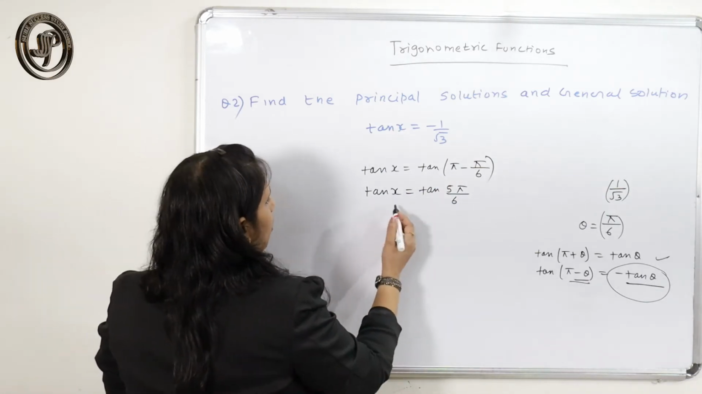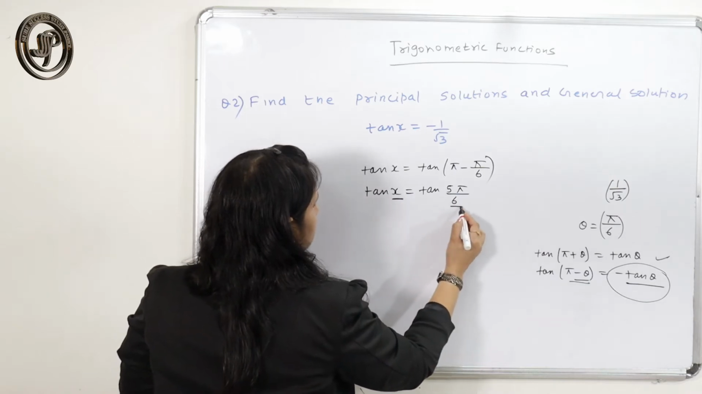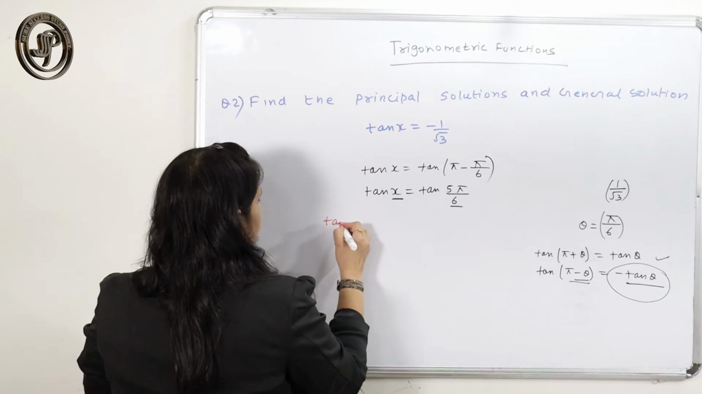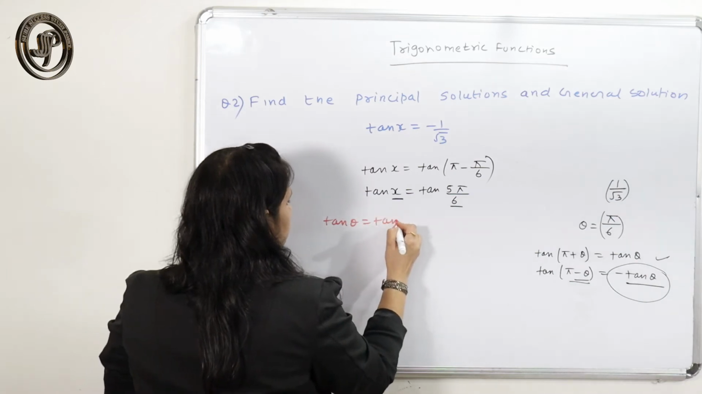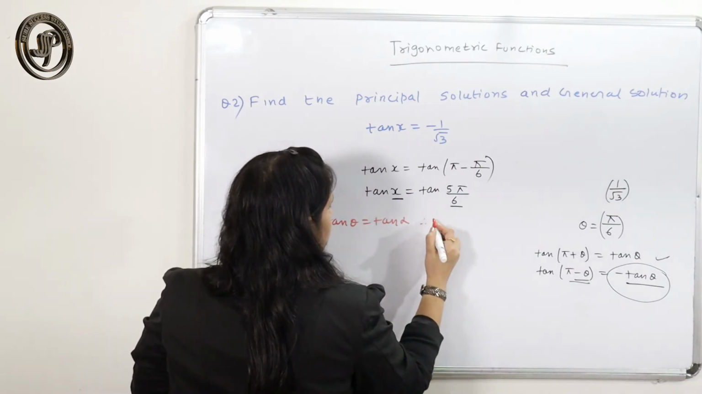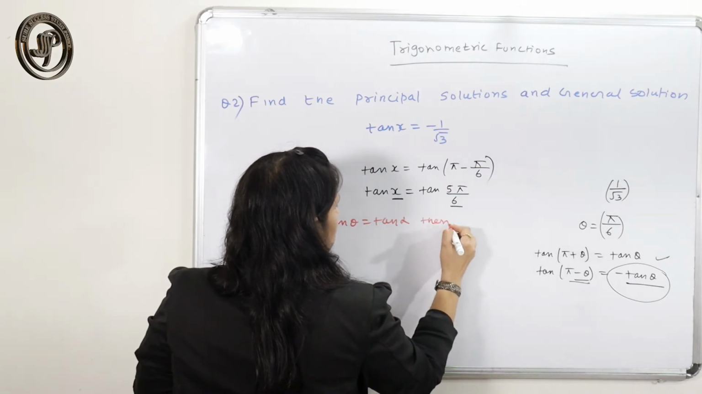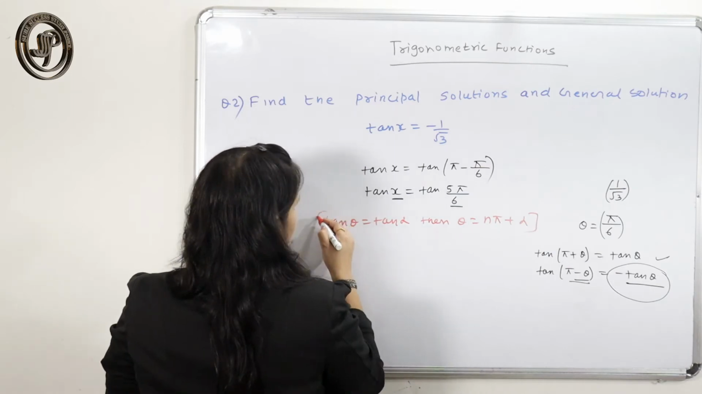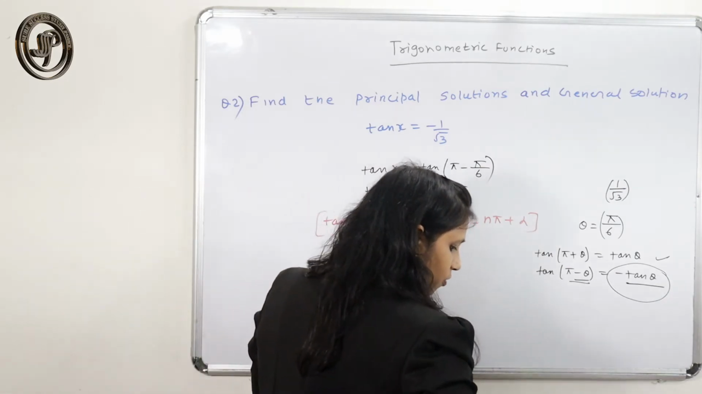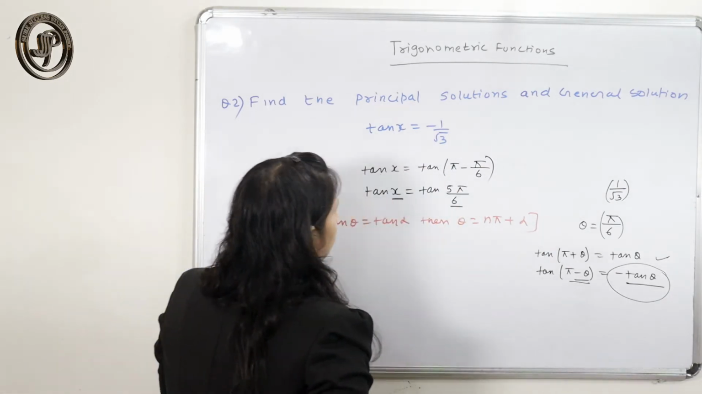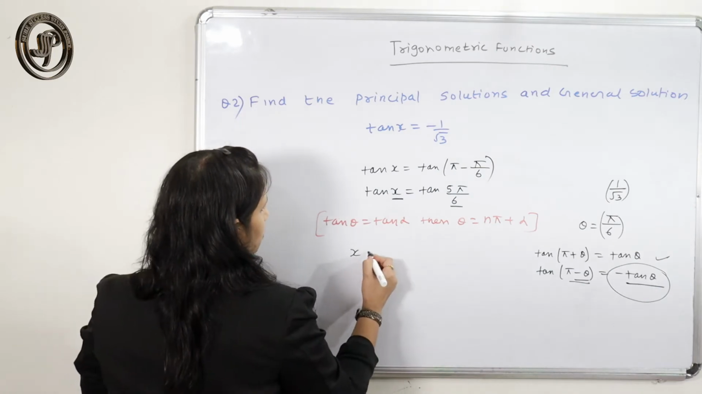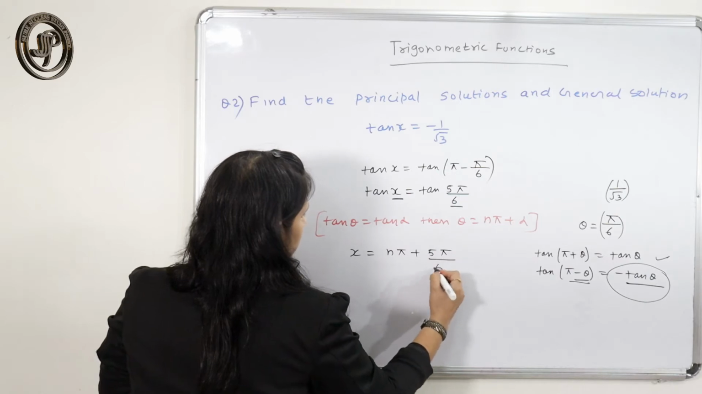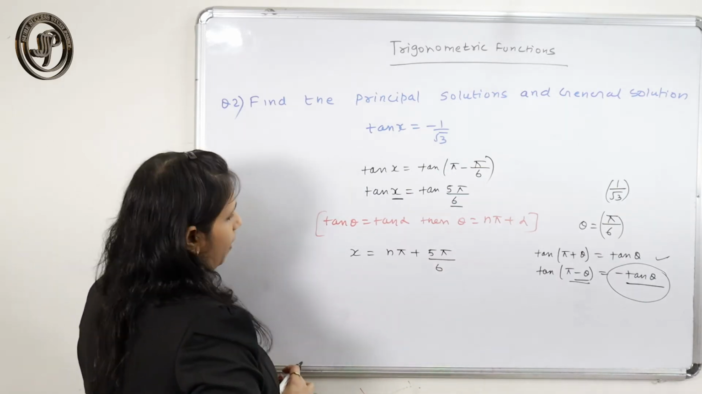Now this is my theta, this is my alpha. So what is my formula? If tan theta equals tan alpha, then theta equals n pi plus alpha. So this is my formula. If I apply this formula here, x will be n pi plus 5 pi by 6.